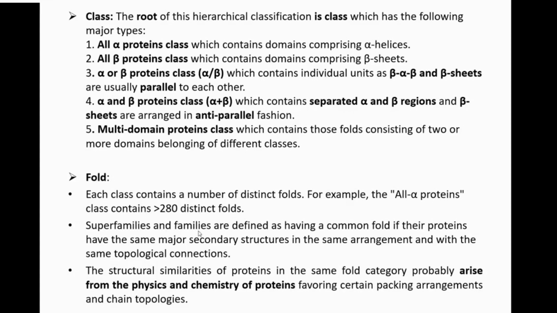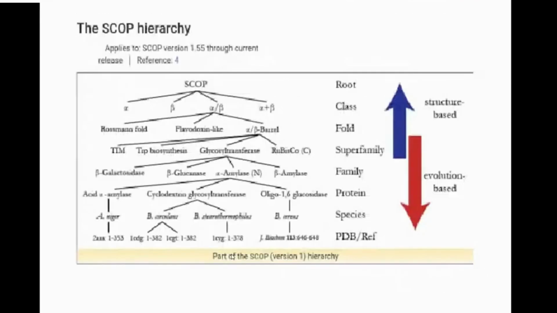Okay, the superfamily and family are defined as having the common fold if their proteins have the same major secondary structure in the same arrangement and with the same topological connection. जैसे यहाँ एग्जाम्पल में मैंने बताया, both superfamily and family have the alpha beta barrels.